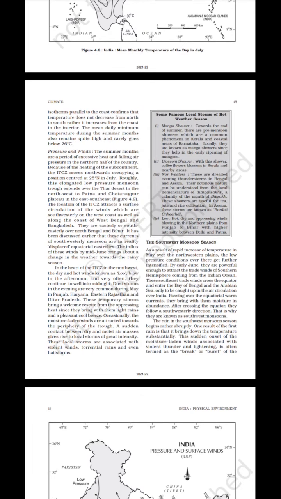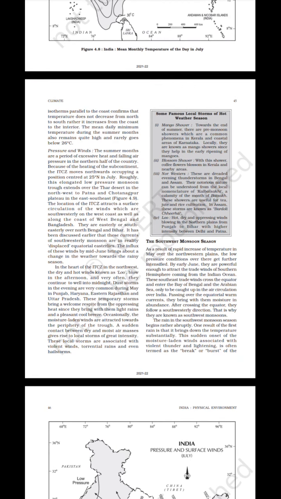Pressure and winds. The summer months are a period of excessive heat and falling air pressure in the northern half of the country. Because of the heating of the subcontinent, the ITCZ moves northwards, occupying a position centered at 25 degrees north in July. Roughly, this elongated low pressure monsoon trough extends over the Thar Desert in the northwest to Patna and the Chota Nagpur Plateau in the east-southeast. The location of the ITCZ attracts the surface circulation of the winds, which are southwesterly on the west coast as well as along the coast of West Bengal and Bangladesh. They are easterly or southeasterly over North Bengal and Bihar.